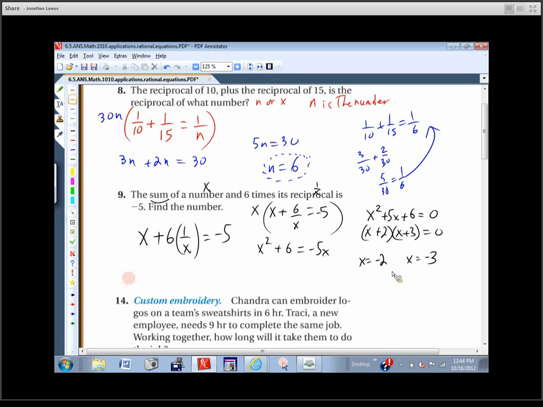Now, we could take the time to run through and say, all right, I'm going to take -2 plus 6 times, what's the reciprocal of -2? -1/2. And I'm going to add those together and see if I end up with -5. That would be -2, that would be -3, and that would equal -5. So definitely this one works. If you plug in -3, it will also work. Okay? Any questions there?